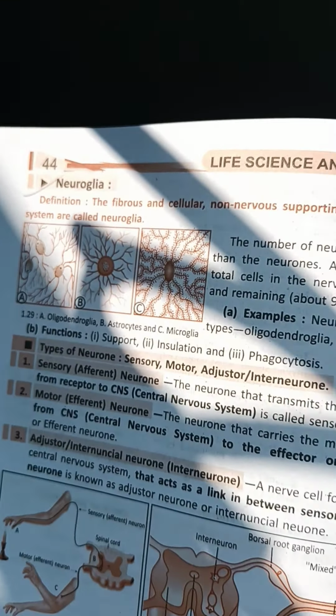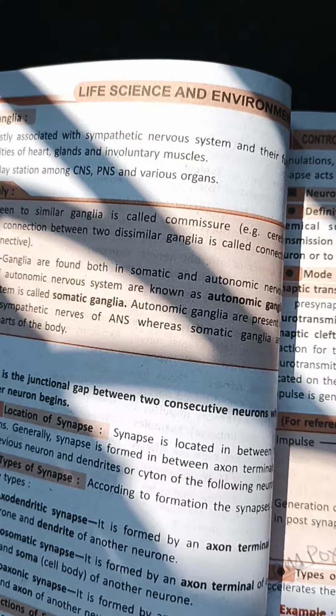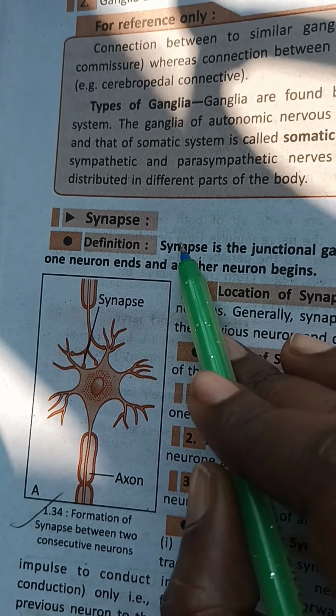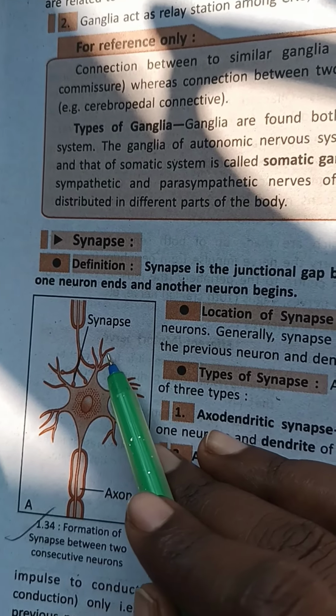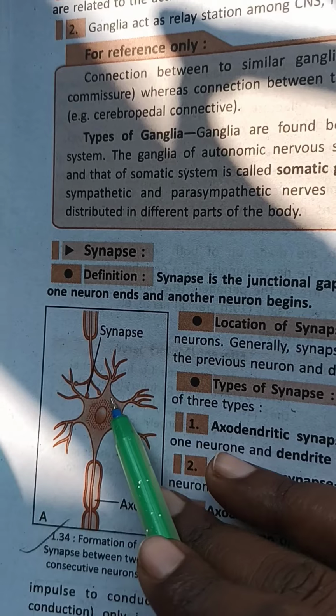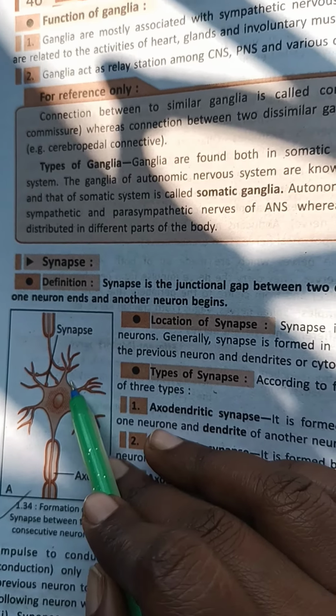Now, neuroglia, you don't have to study. What you all have to study is the synapse. So, if I ask you what is a synapse, the synapse consists of the axon end bulb of one neuron and the dendrite of another. That is called the synapse.